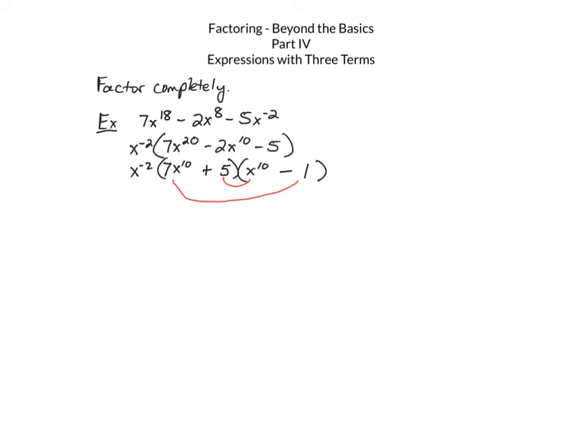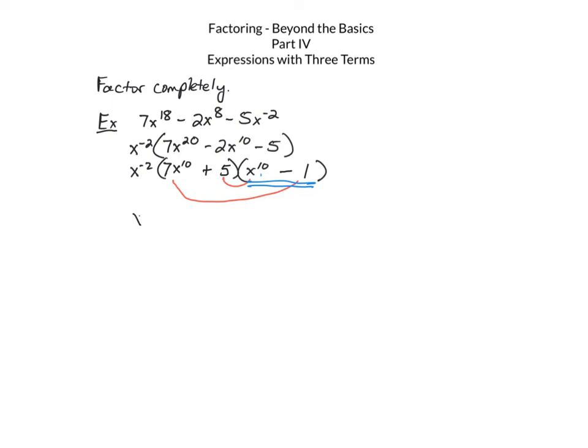So let's continue. And if you're thinking, continue, that's as far as I got. Did you forget to look to see if you could factor further? Do you see that this binomial right here is factorable? X to the 10th is a perfect square because its exponent is even. 1 is a perfect square, so we need to factor further.